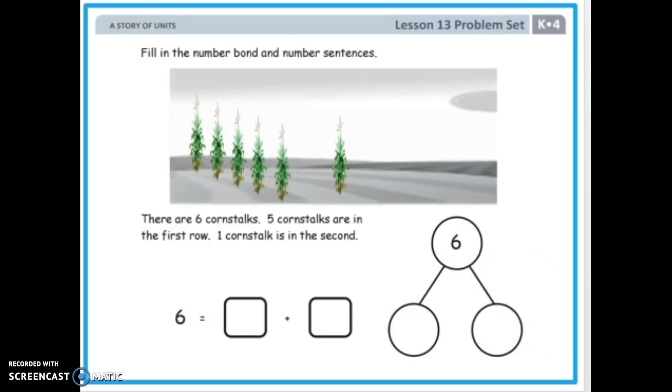Now it's time for you to scan the next code so that you can do your problem set and show what you have learned.